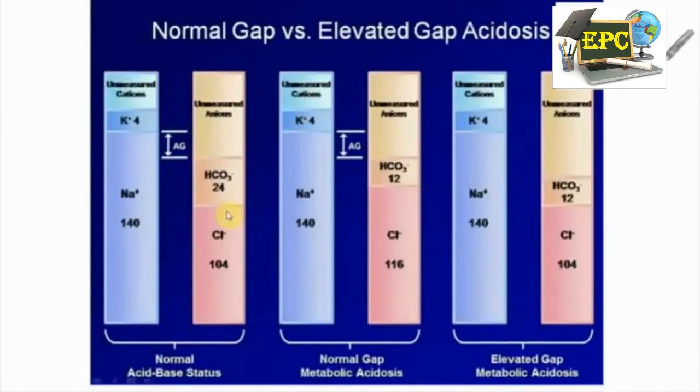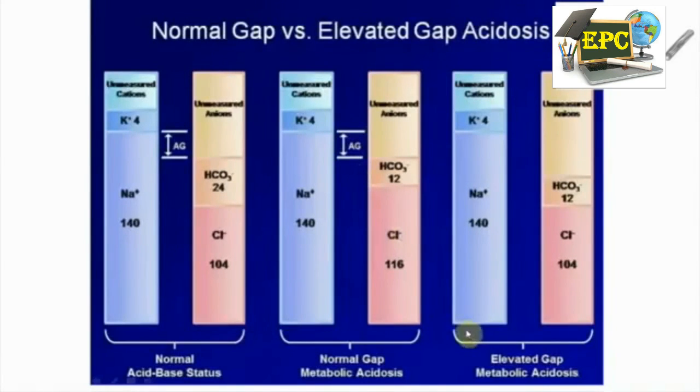So we have two kinds of acidosis. We have a non-anion gap acidosis and an anion gap metabolic acidosis. Now, if we have a normal gap or non-anion gap metabolic acidosis, what does that mean? It's basically an acidosis coming from decrease in bicarbonate. Now, when we have decrease in bicarbonate, you would think that the anion gap would get bigger. However, what happened to the chloride? It increased. So over here, the bicarbonate decreased by 12 and the chloride increased by 12. So the anion gap stayed the same.